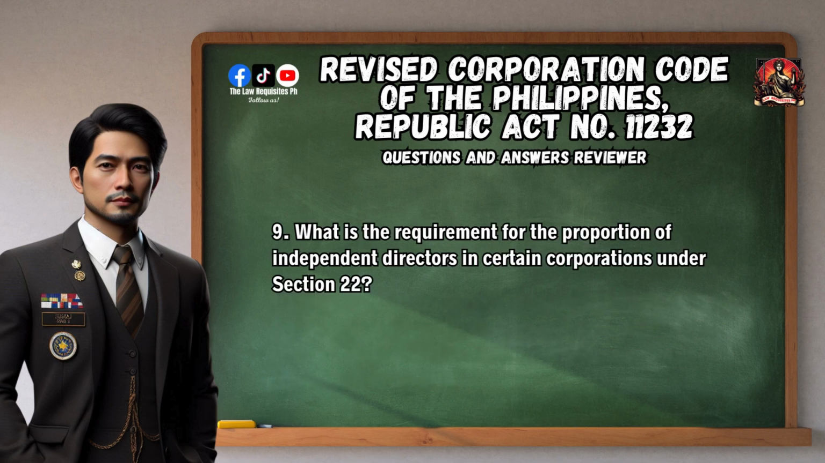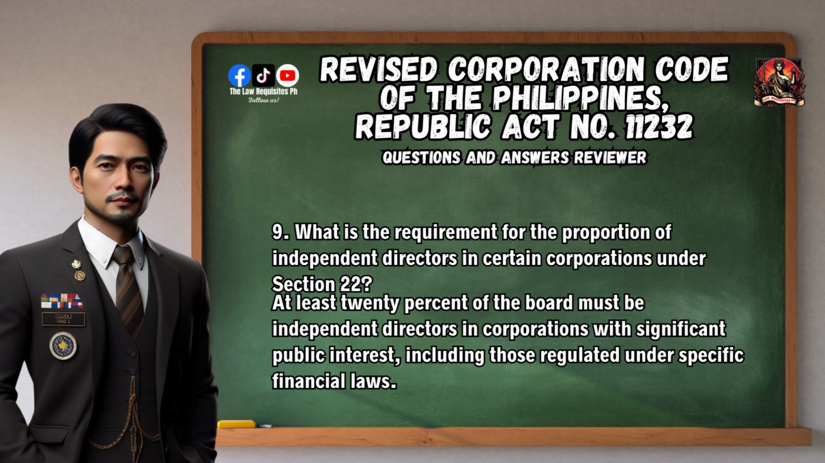9. What is the requirement for the proportion of independent directors in certain corporations under Section 22? At least 20% of the board must be independent directors in corporations with significant public interest, including those regulated under specific financial laws.